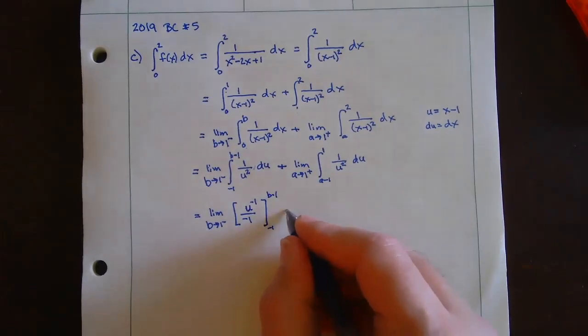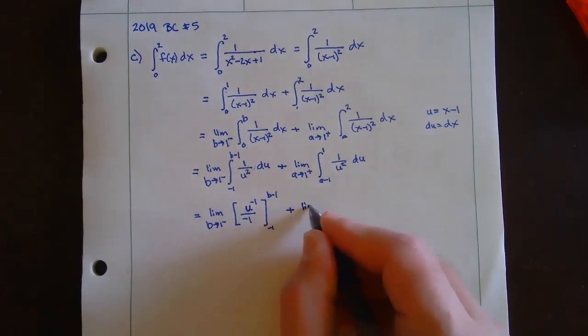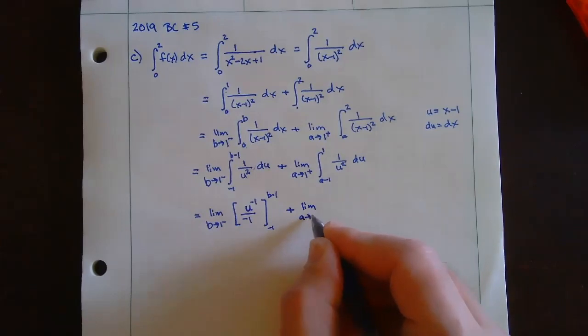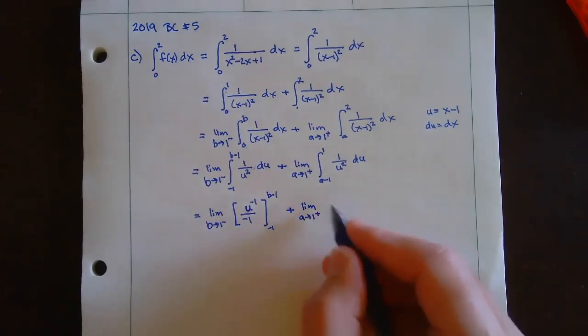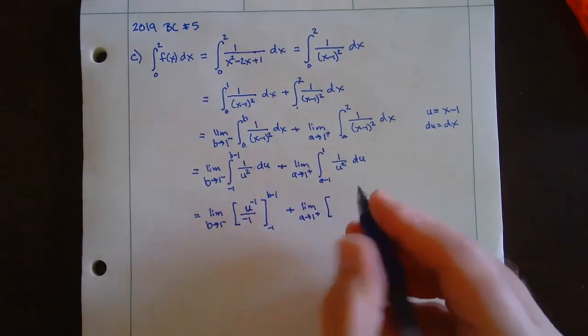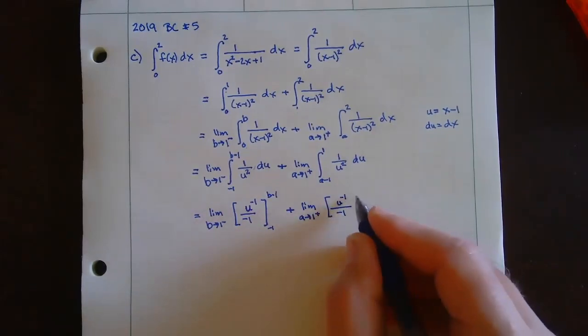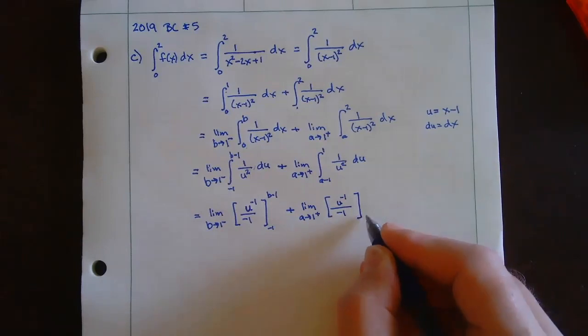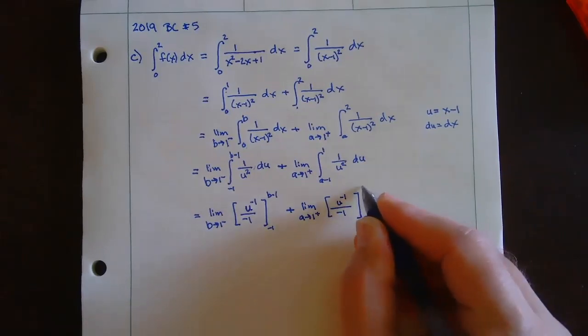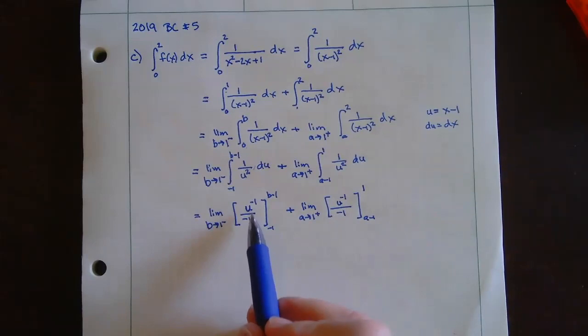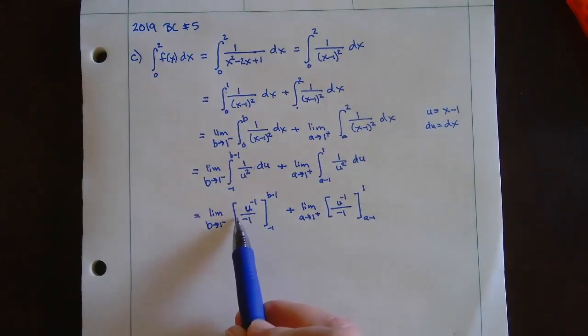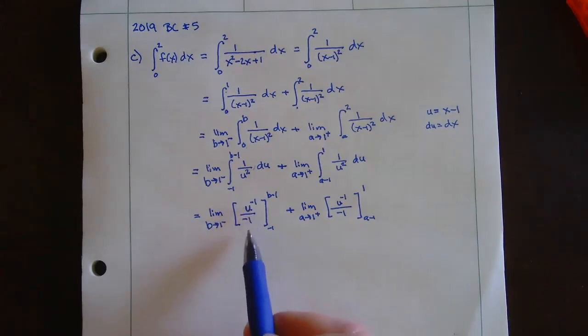Then we take a look at what happens to the limit as b approaches 1 from the left. And then plus the limit as a approaches 1 from the right of, and this is going to be the same thing, because it's the same integral. So it'd be u to the -1 over -1, and then we evaluate that one from a minus 1 to 1. Now we can bring this negative out here, and this becomes -1 over u.